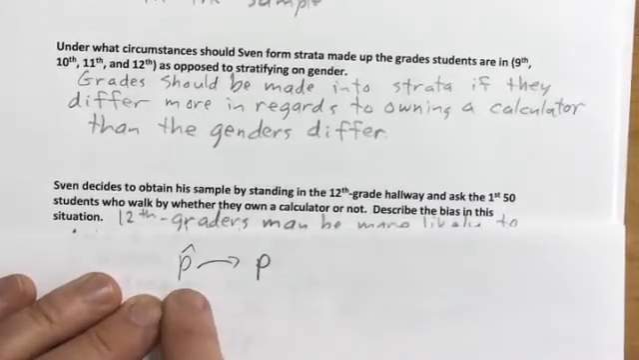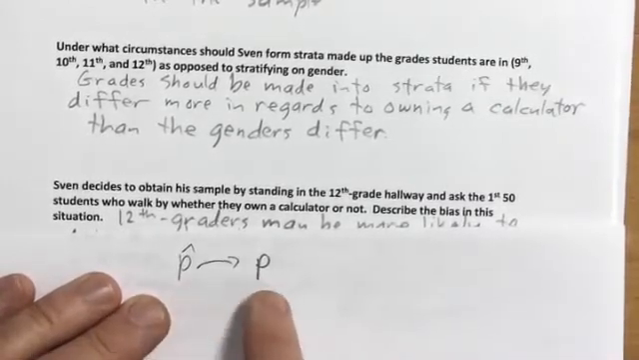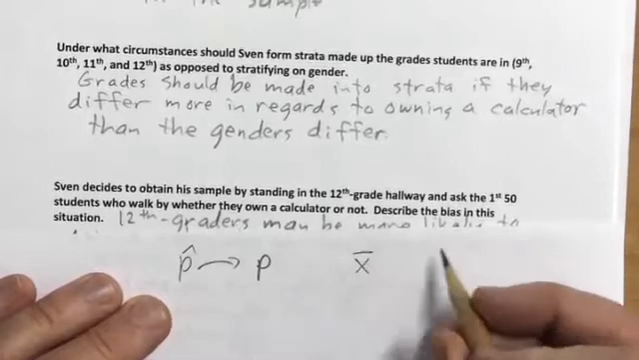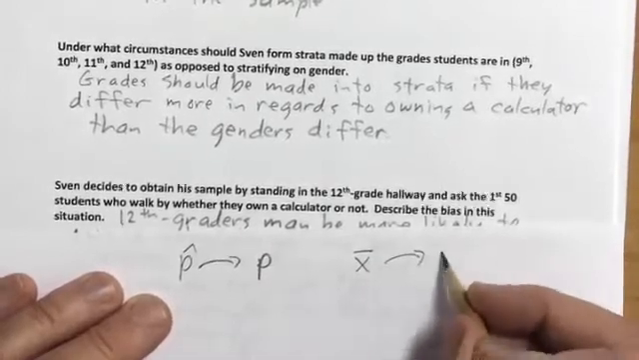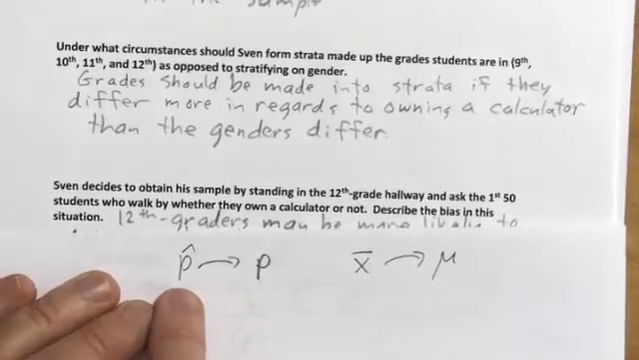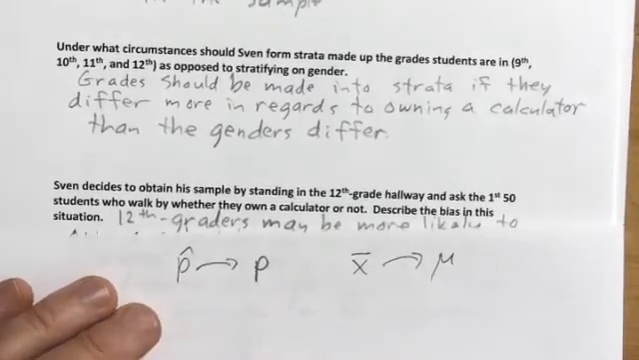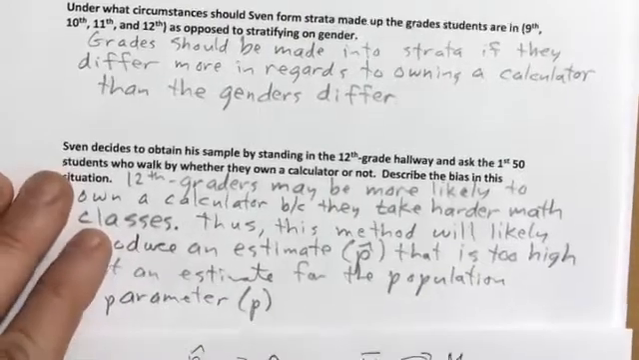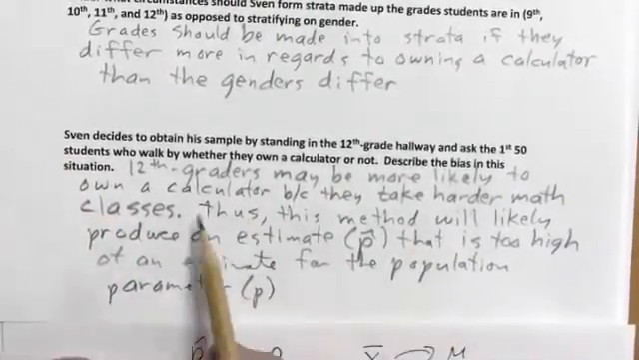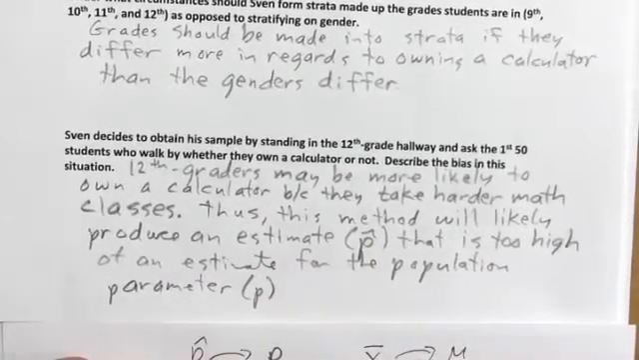P hat is the proportion in the sample that own a calculator, P the proportion in the whole population that own a calculator. Or if you're doing a mean, X bar would be the sample mean, which is an estimate of mu. You have to clearly state systematically how you think the estimate will differ from the parameter. So in this case, we'd say 12th graders may be more likely to own a calculator because they take harder math classes.